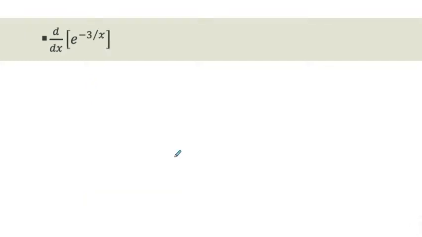One more of these. e raised to the negative 3 over x. If you want to, off to the side, rewrite this negative 3 over x, this is the same thing as negative 3x to the negative 1. That may help you do your derivative. But again, first thing we always do is recopy our exponential function.